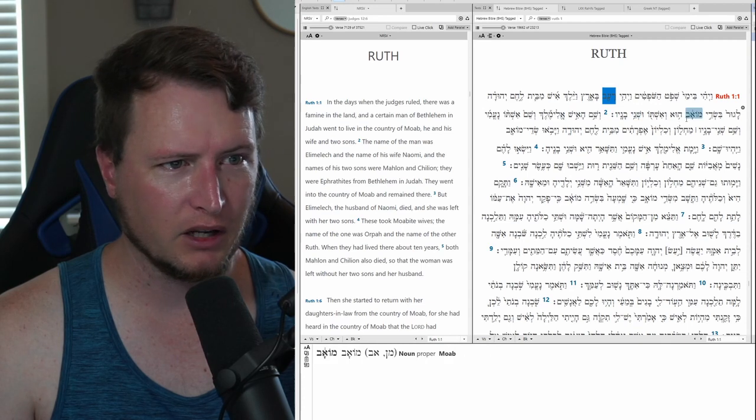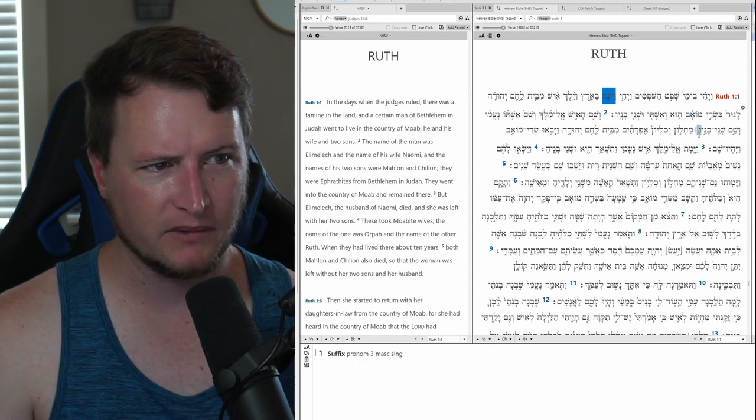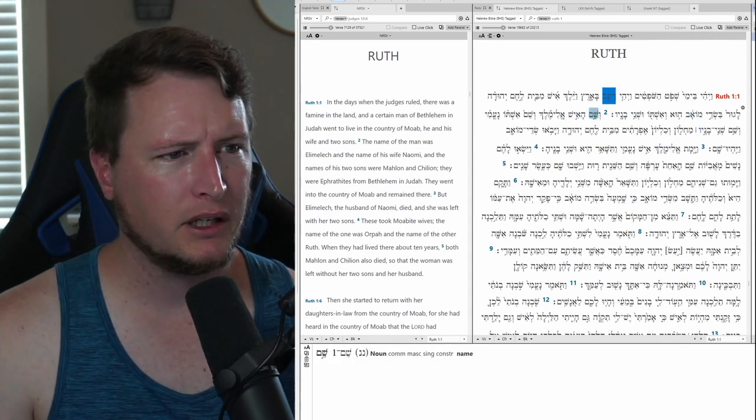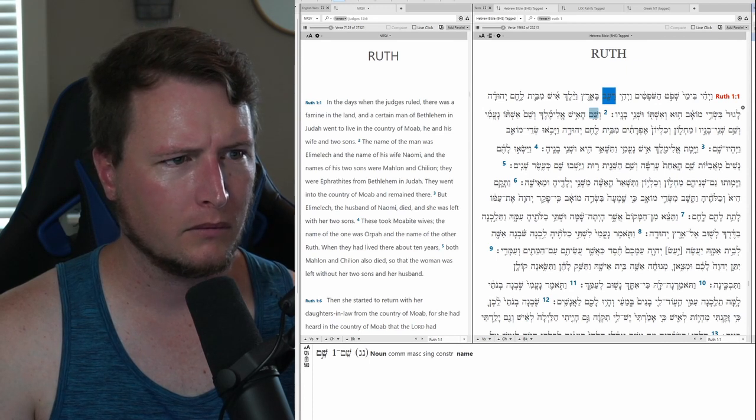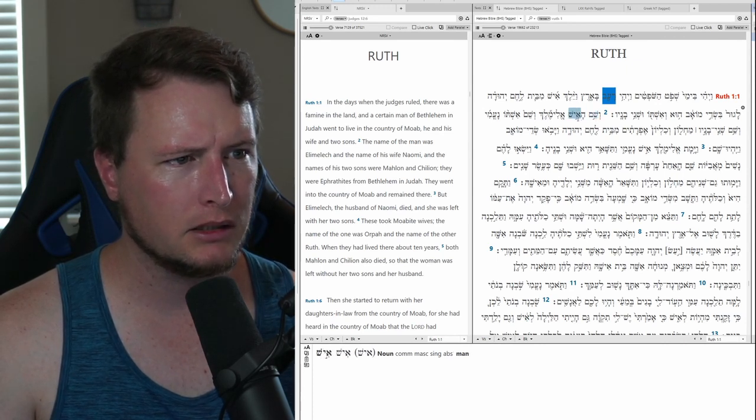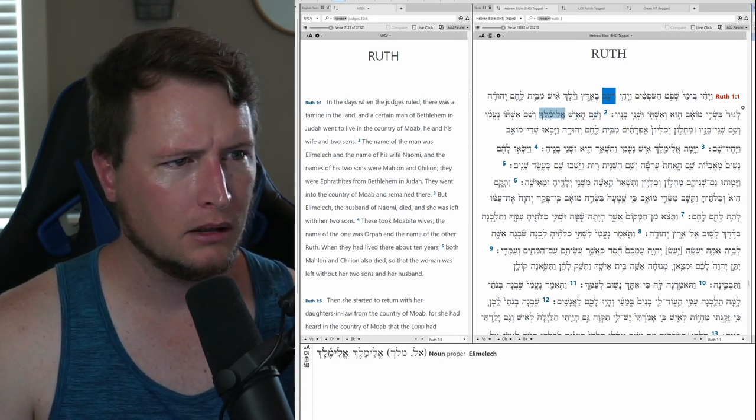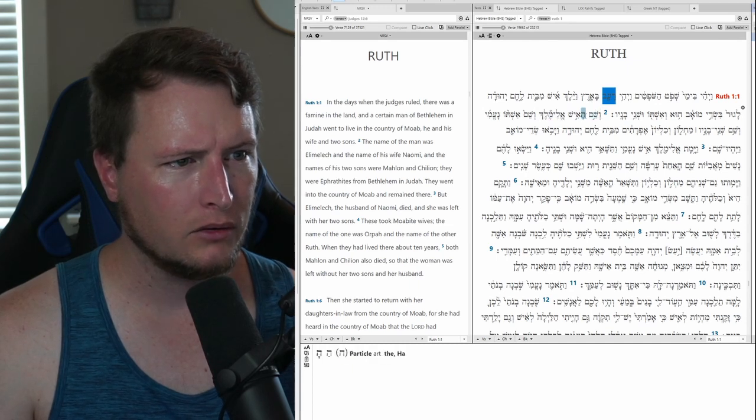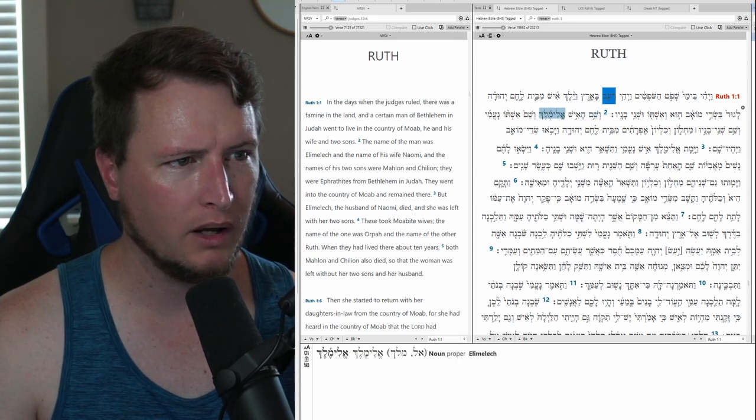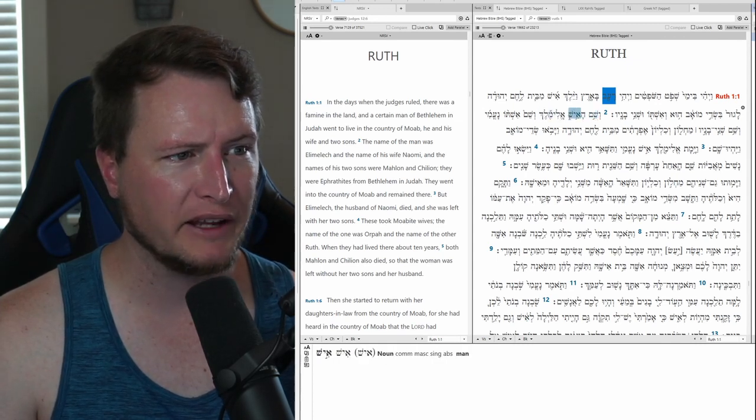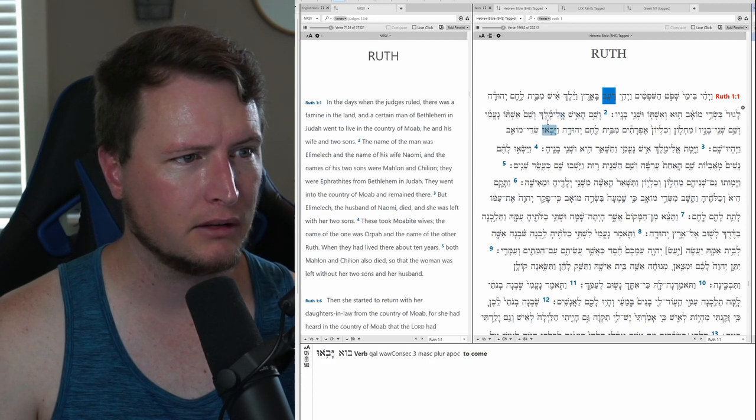And we've seen some construct chains already. This is good. On to verse 2. Vashem Ha'ish Elimelech. So the man's name was Elimelech. We have to supply "to be" because it's not present here.